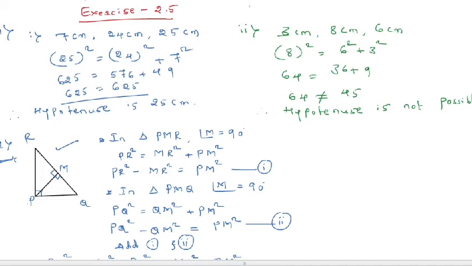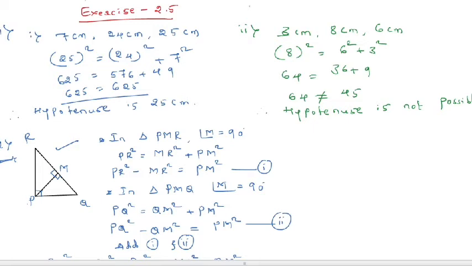PQR is a triangle right angled at P. So, angle P is equal to what? 90 degree. And M is a point on QR such that PM is perpendicular to QR. Show that PM square is equal to QM into MR.